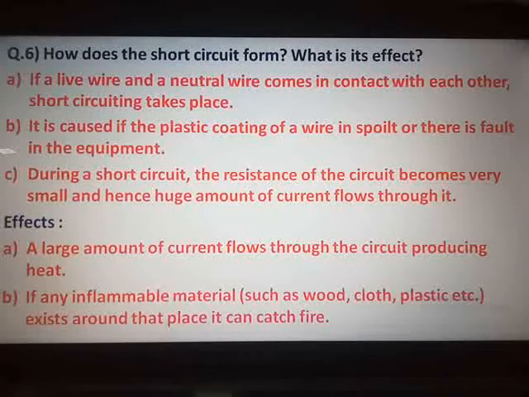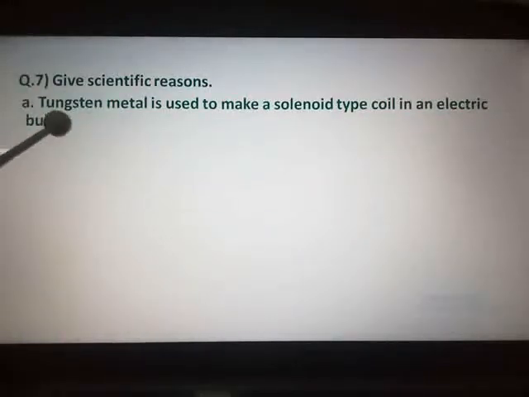Now let us move towards a very important question, that is scientific reasoning. Give scientific reasons for the question which decides the quality of your paper. Question number 7. Give scientific reasons for. The first one, tungsten metal is used to make a solenoid type coil in an electric bulb. Now you all know that in the case of electric bulb, the filament should be heated to a very high temperature so that more amount of light can be emitted.